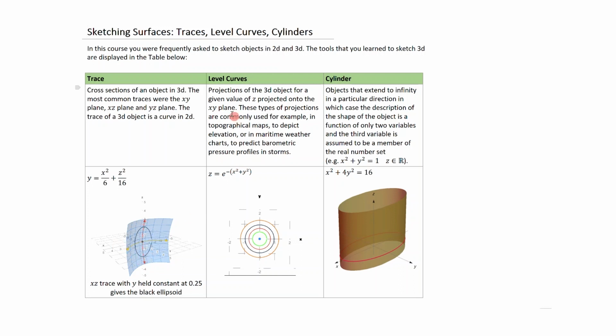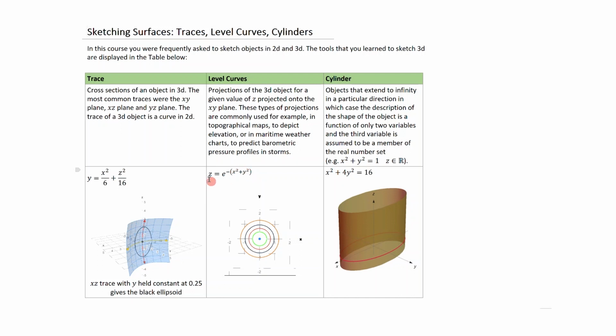For level curves, what is a level curve? It's a projection of the 3D object for a given value of z projected onto the XY plane. And these types of projections are commonly used, for example, in topographical maps to depict elevation, or in maritime weather charts to predict the barometric pressure profiles in storms. So for example, if we were to take this function here, which is Gaussian, and for a specific value of z, you'll be plotting y as a function of x.